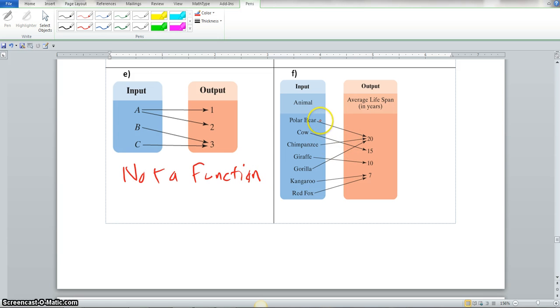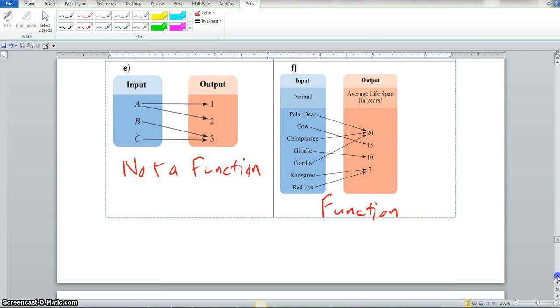Now we look here. We just have to look at our input. Are there 2 arrows going from anything in our input? No. So our answer is it's a function. Now again, remember, it doesn't matter that we got 3 arrows going to 20 and 2 arrows going to 7, that they end up with the same number for the output. The main thing is the input or x value cannot repeat.